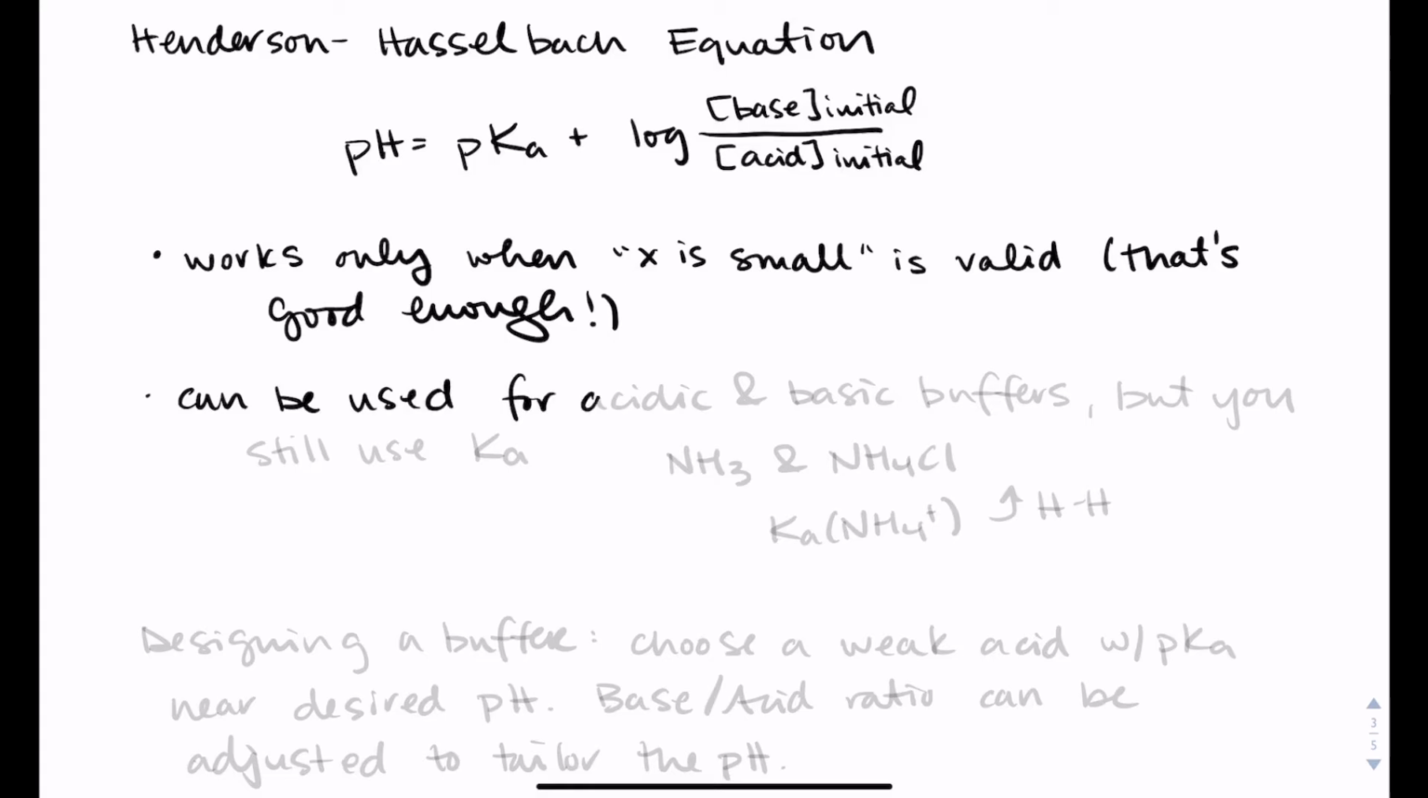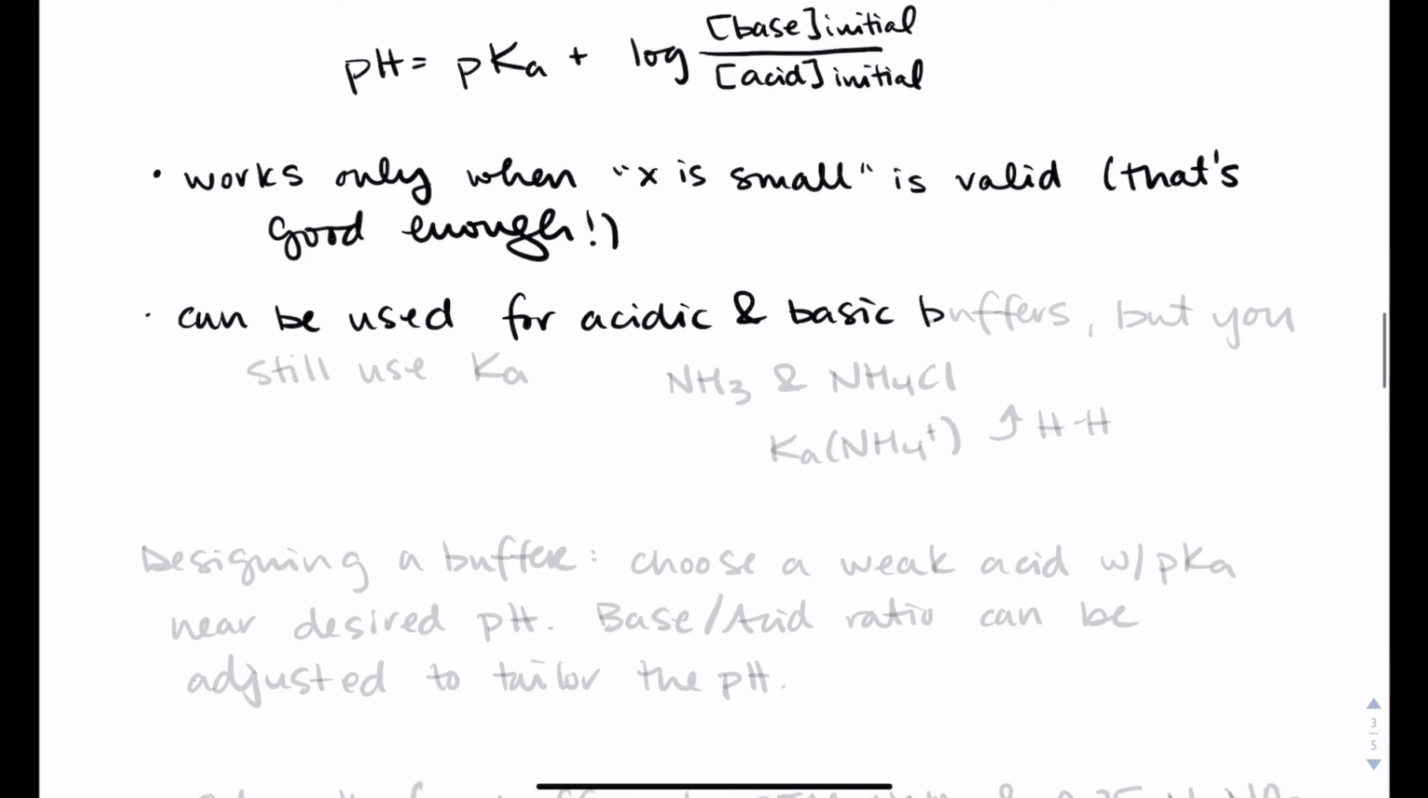What that means is that if you had a buffer that had ammonia and ammonium, you still need the Ka, and the Ka will be for ammonium because it is the acid. So you will have to take the Kb of ammonia, calculate the Ka of ammonium, and then take the pKa for ammonium to put into the equation.